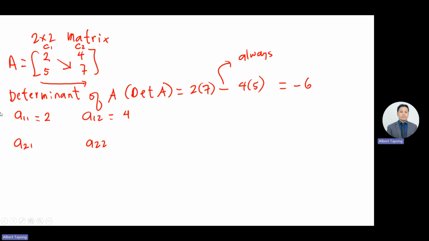And 2, 1 means row 2, column 1. Going down is plus 10, and going to the right is plus 1. So here we have row 2, column 1, which is 5, and row 2, column 2 is 7. So these are the positions of our elements. Again, going down is plus 10, going to the right is plus 1.